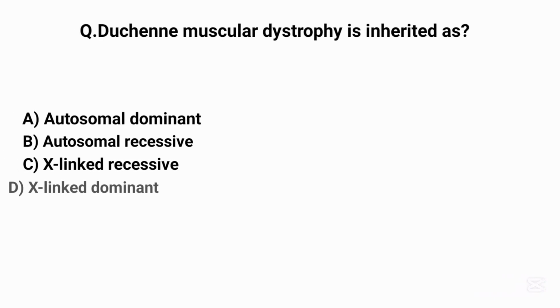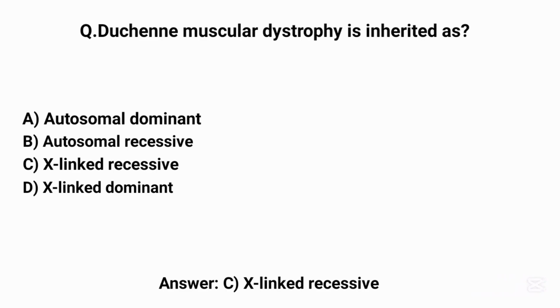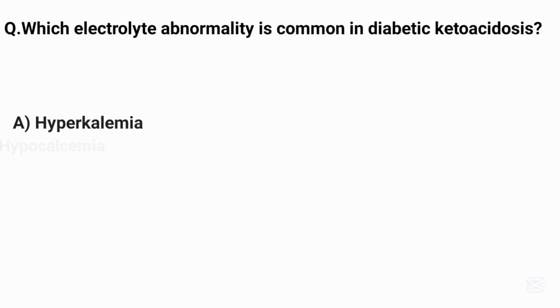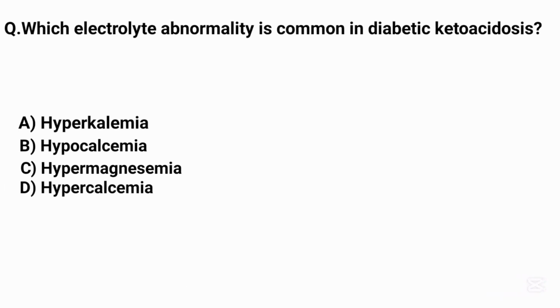Duchenne muscular dystrophy is inherited as. Correct answer is option C, X-linked recessive. Which electrolyte abnormality is common in diabetic ketoacidosis? Correct answer is option A, hyperkalemia.